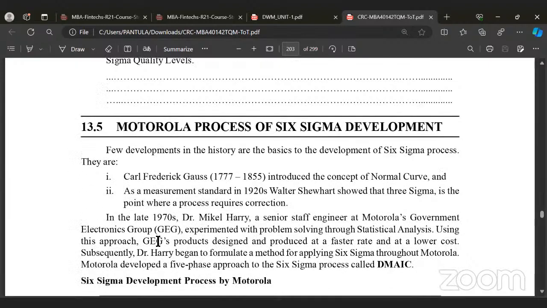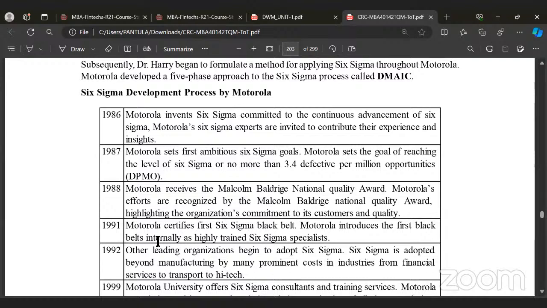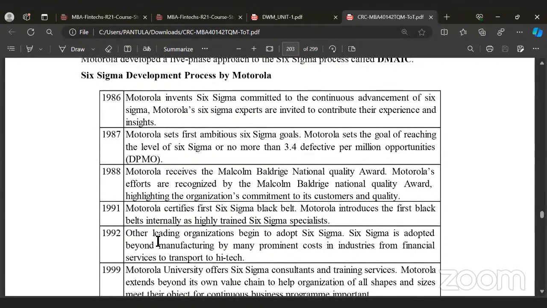Next, Motorola also implemented Six Sigma. So in Motorola, what happened in 1986? Motorola invented Six Sigma, committed to continuous advancement of Six Sigma. Motorola Six Sigma experts were invited to contribute their experience. In 1987, the first set of ambitious Six Sigma goals.